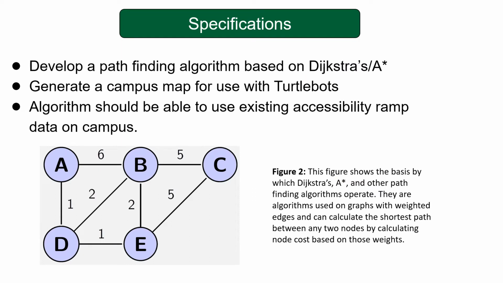So our required specifications were a foundation based on Dijkstra's or A-star. It had to work with the TurtleBots that existed in the core lab that we were using, and it should be existing accessibility ramp data on campus that is used in the algorithm.